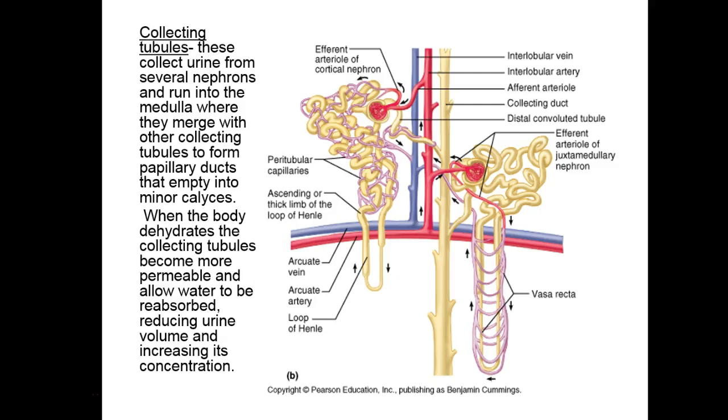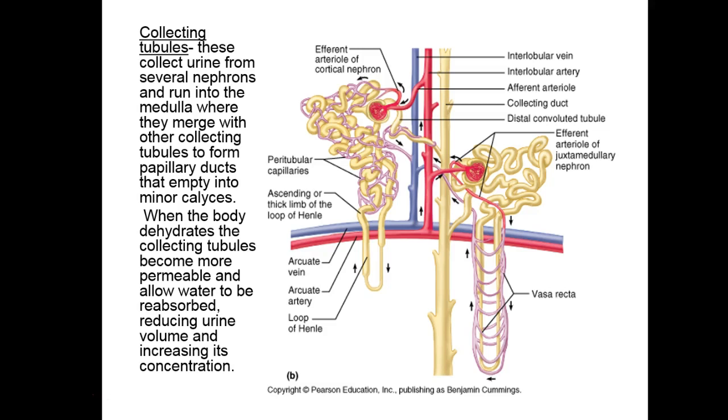Collecting tubes, their job is to collect urine from several nephrons. So what we've done is we've moved on out of the nephron into this collecting tube. I kind of talked about it in the last one. That then functions for several nephrons and empties into papillary ducts. You see the term there, P-A-P-I-L-L-A-R-Y, ducts, then empties into minor calyces. Minor calyces again become major, and then on out the body.